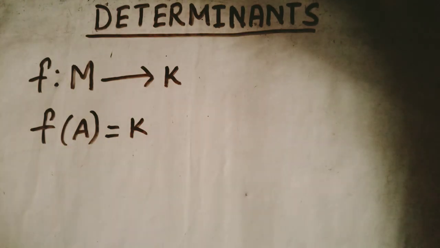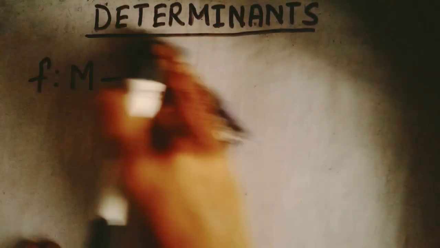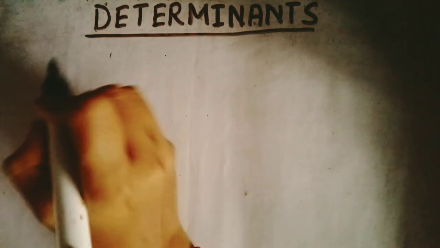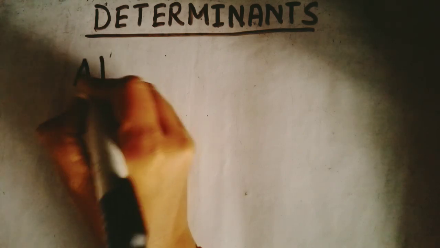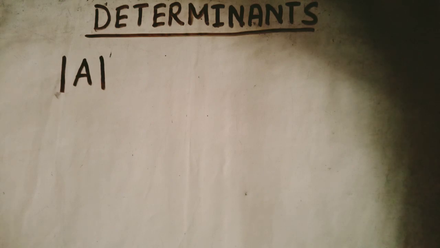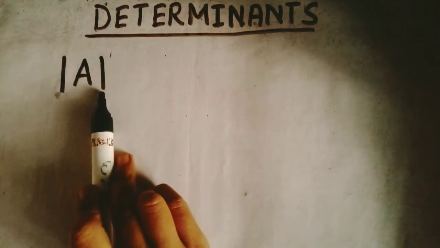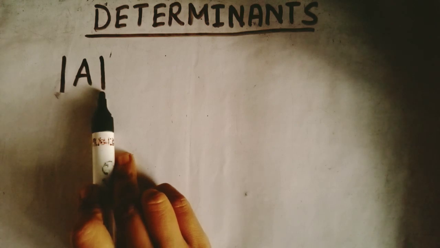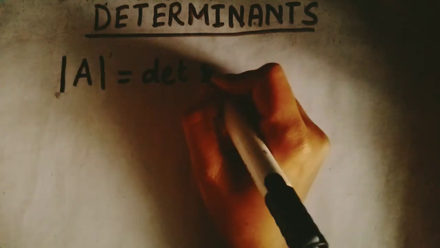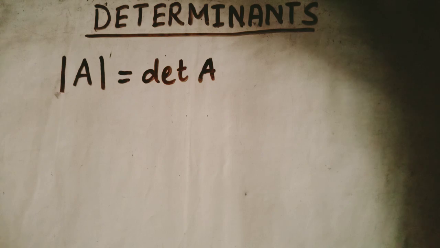So how to find a determinant? Suppose A is a matrix, then the determinant is denoted in this way. It's not modulus, it is denoted by this symbol, and also it is written as determinant of A. We can find the determinant only of square matrices. It applies only for square matrices.